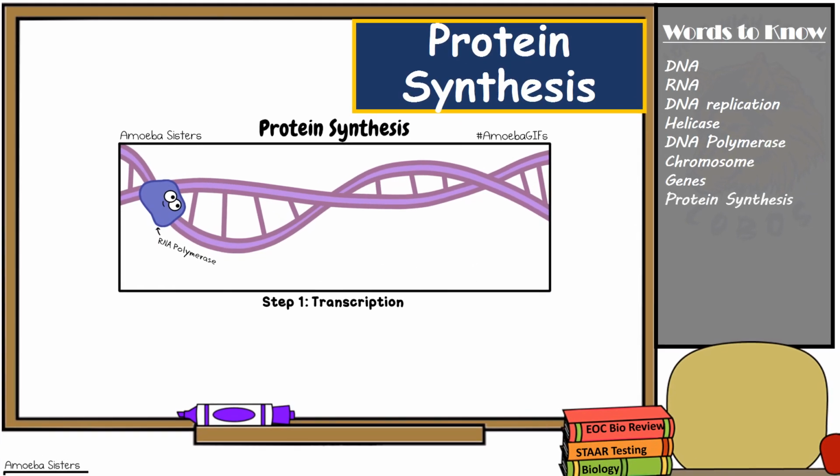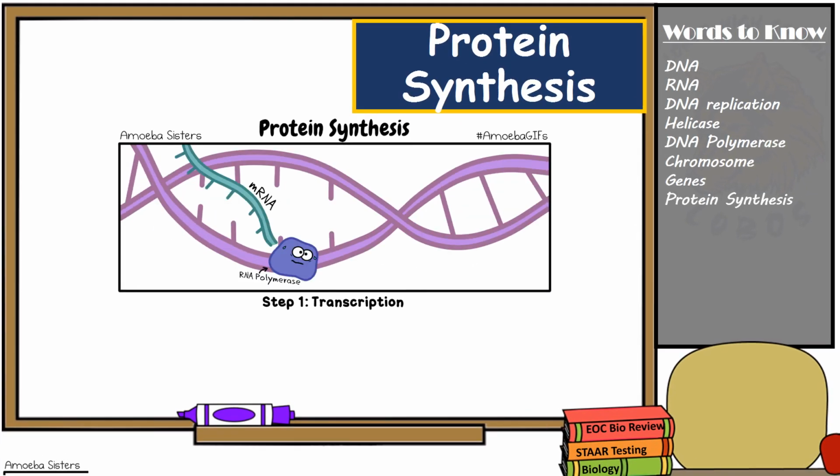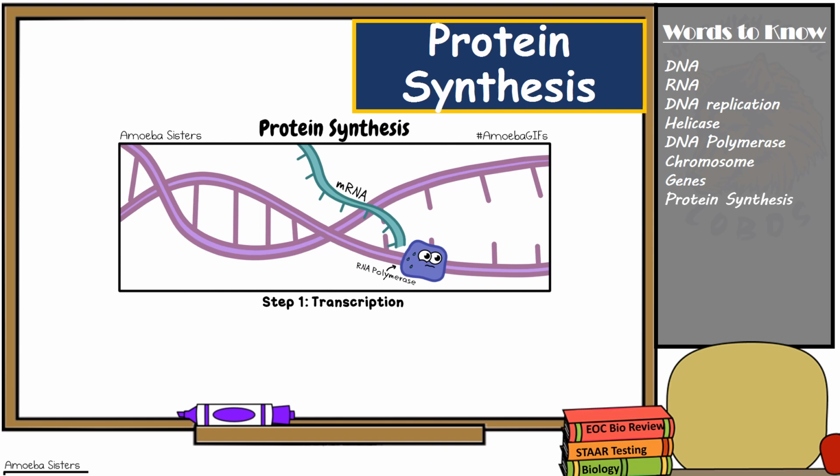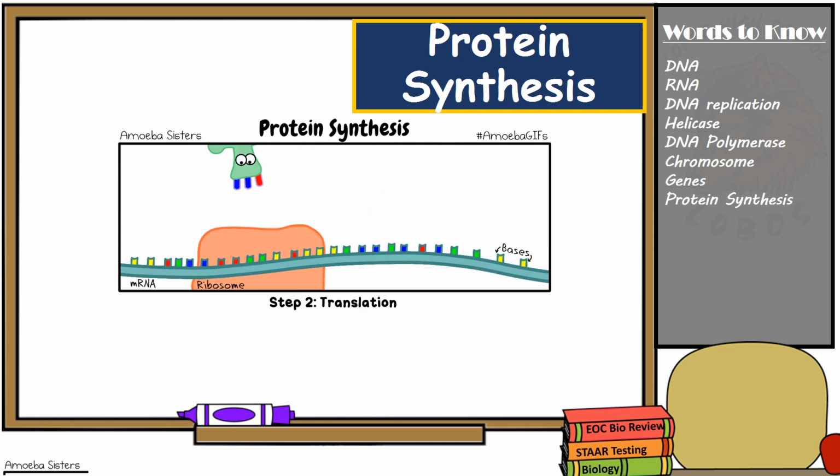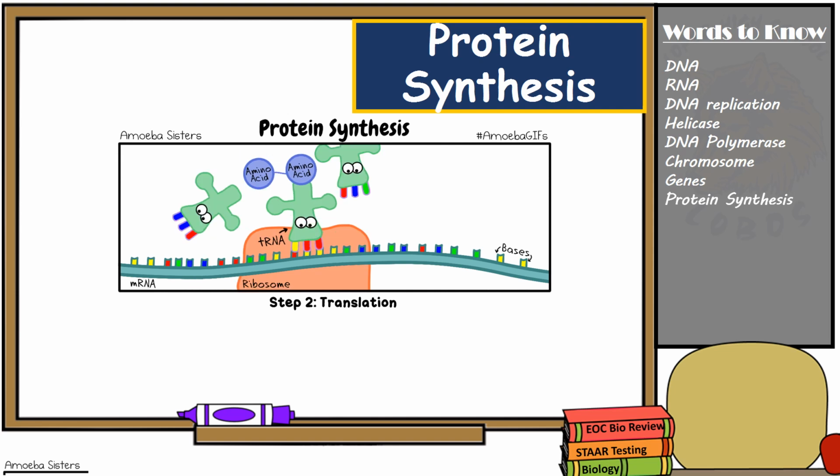The order of base pairs along a gene forms a code that tells the cell which protein to make and what amino acids make up that specific protein. During protein synthesis, the cell reads these codes and uses that information to build a protein from different amino acids.